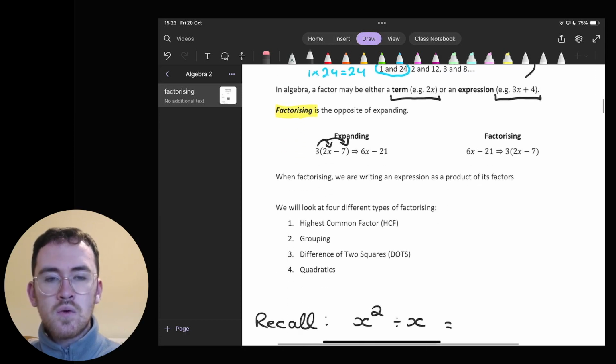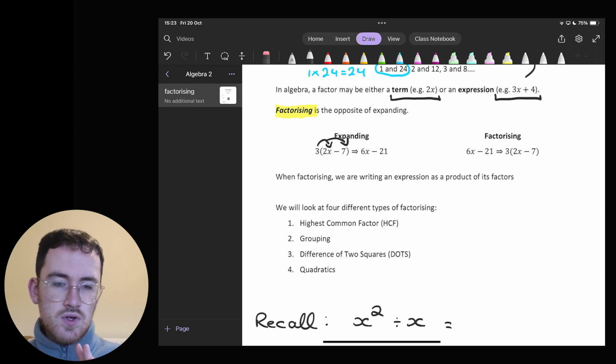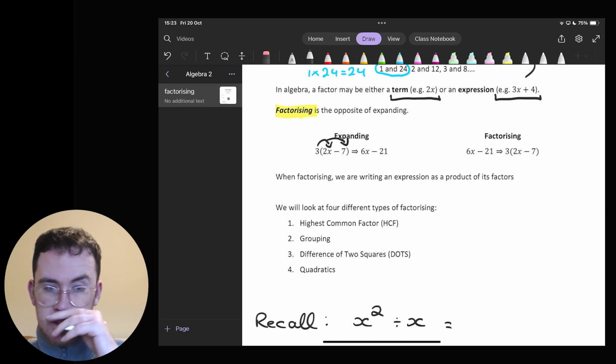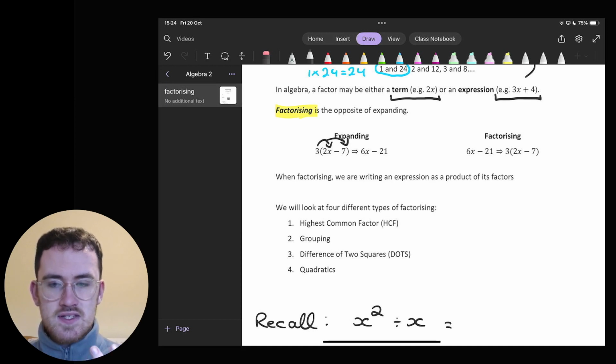So we're going to look at 4 different types of factorizing in this chapter, and that's what we've kind of been doing in class. So highest common factor is the first one, grouping is the second one, difference of two squares is the third, and then quadratics is the fourth type of factorizing we're going to do. So we're going to look first of all at highest common factor in this video, and we'll do additional videos for the other ones. We're just going to quickly go through them all, and we have loads of examples in our notes as well that we can follow along with.